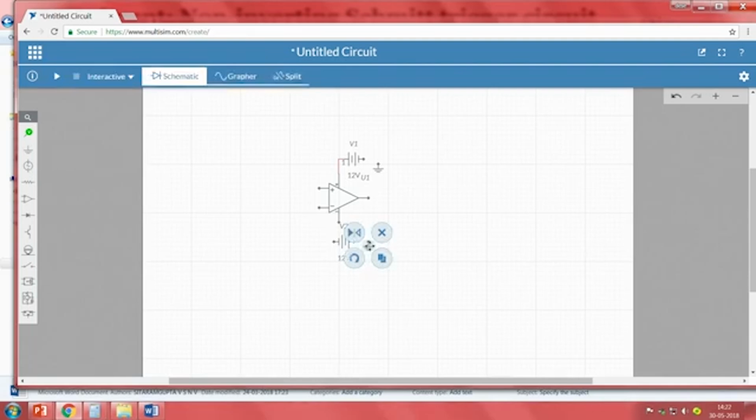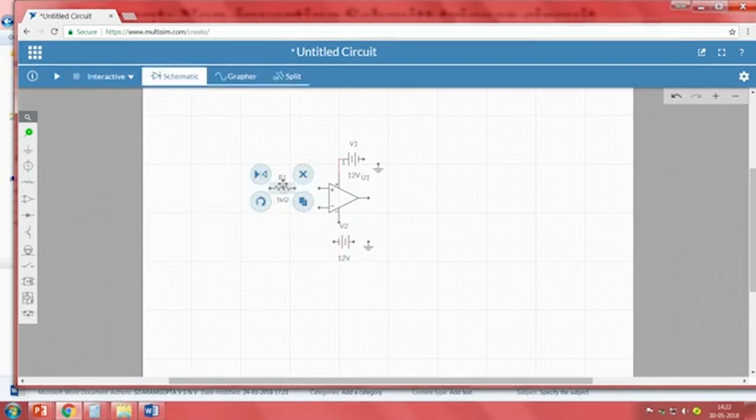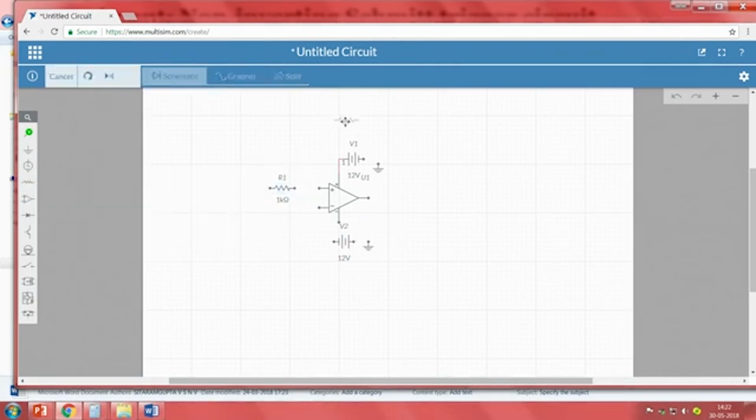What else do we require? We also require resistance values. So, I will take a resistor. Should it be negative or positive? It is a positive feedback, so I am taking a positive feedback. Then what about negative? Negative should be connected to the ground. So, I will take one more ground and place it near the negative terminal.